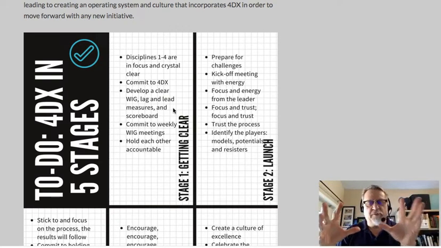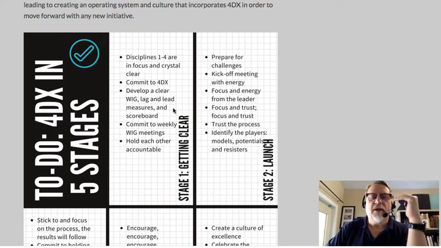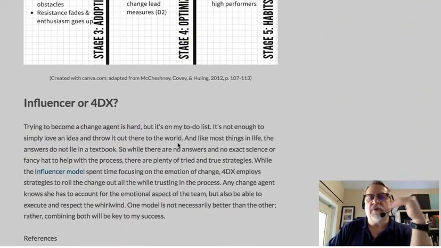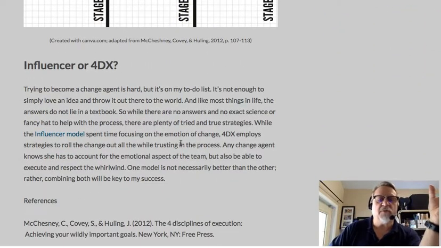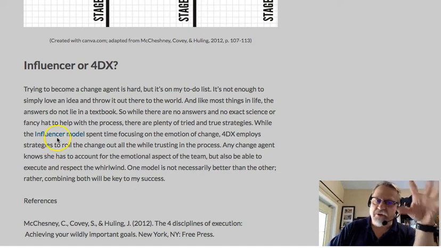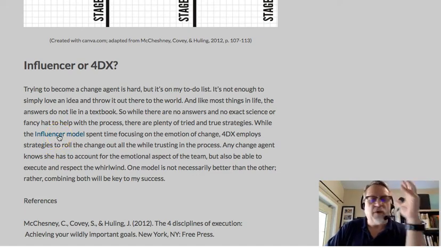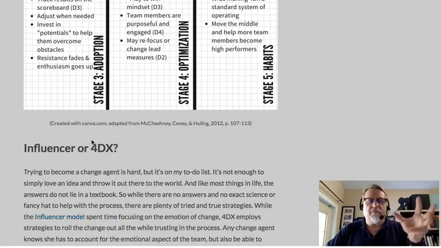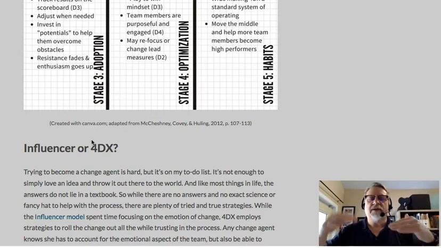Once you understand the 4 disciplines, you've got the 5 different stages, and you run through these key ideas. There's a comparison of the influencer and the 4DX model. There is a link to the influencer model page as well, extremely important, and the references are in place. So again, another example of how these pieces fit together.